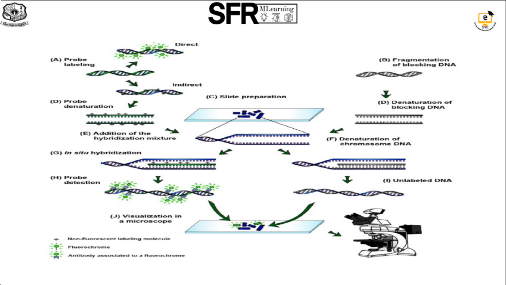First we take the target cells and put them on a slide, and then apply heat to the slide to get denatured DNA molecules. After that, probe hybridization is done. After hybridization, we can easily detect and analyze the molecules for exact detection of our chromosome numbers, genes, or anything else.